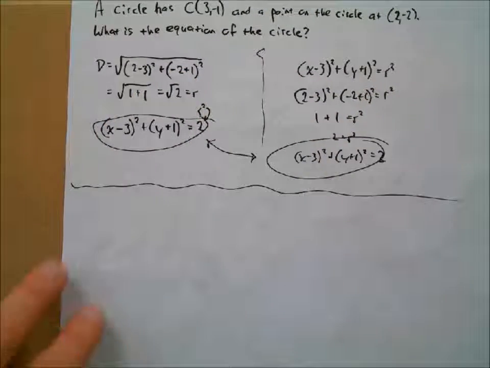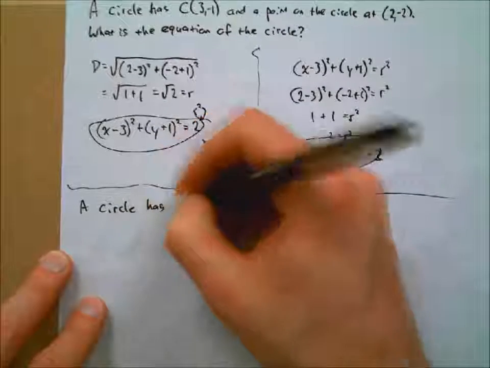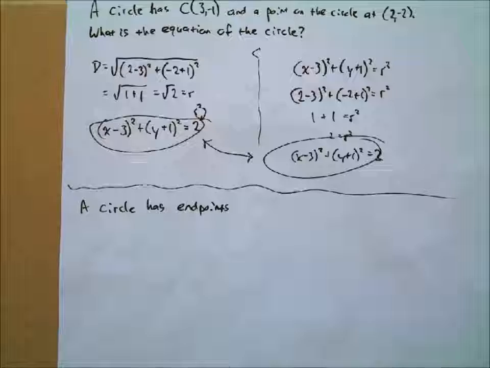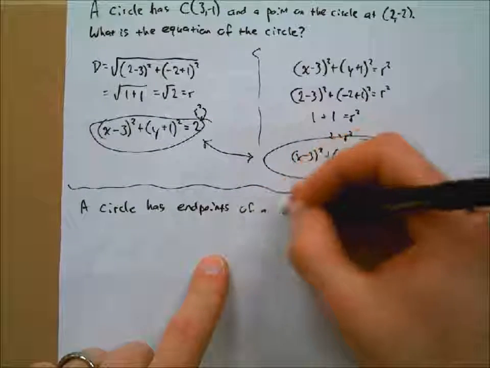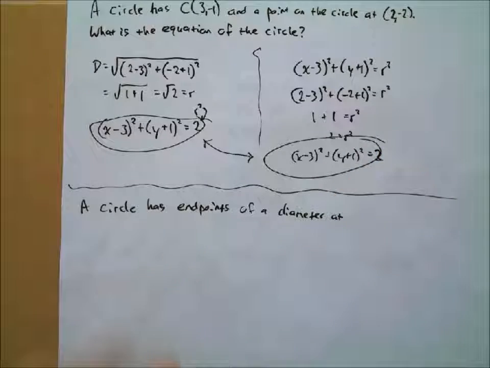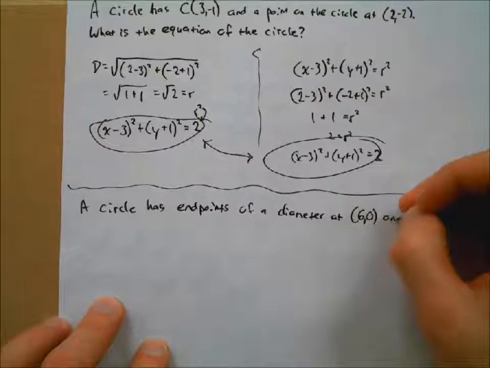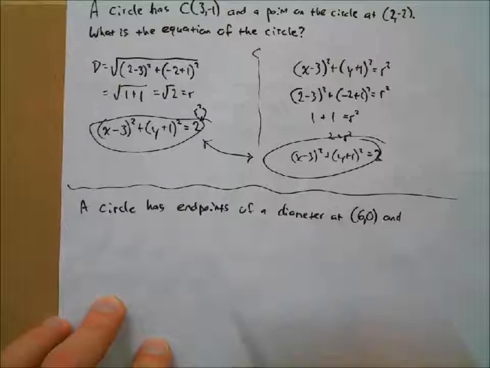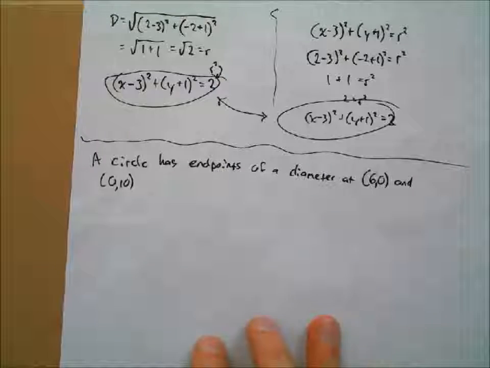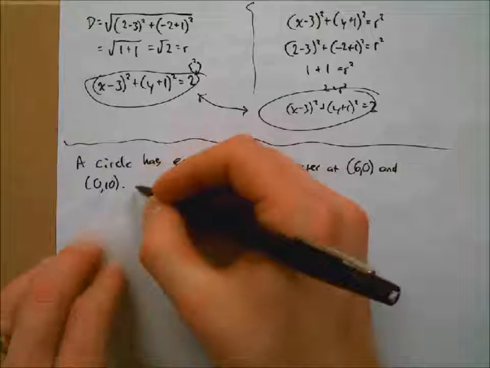All right, well, one more here. All right, a circle has endpoints of a diameter at 6, 0 and 0, 10. Okay. Circle has endpoints of a diameter at 6, 0 and 0, 10. What is the equation of the circle?